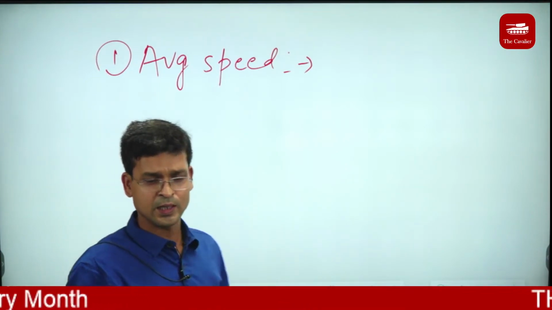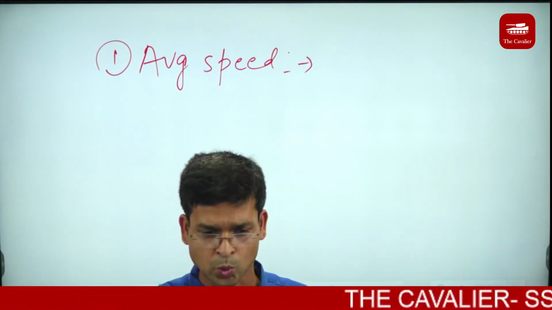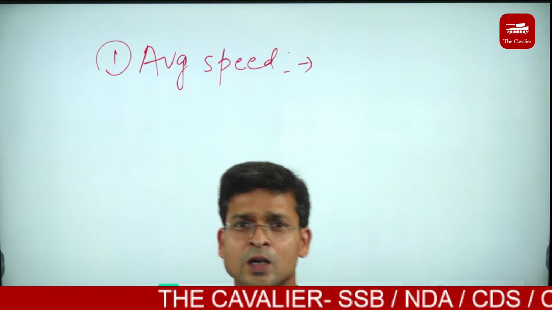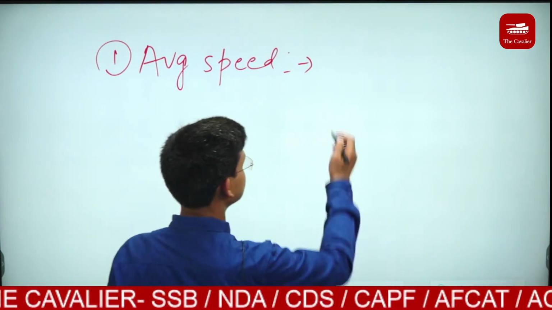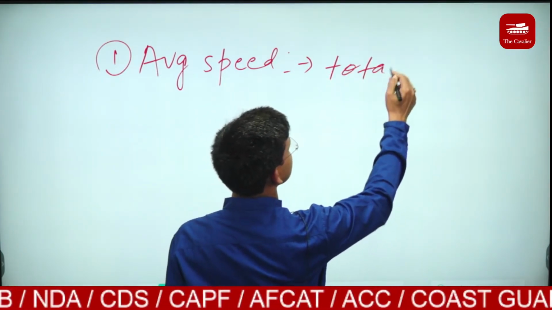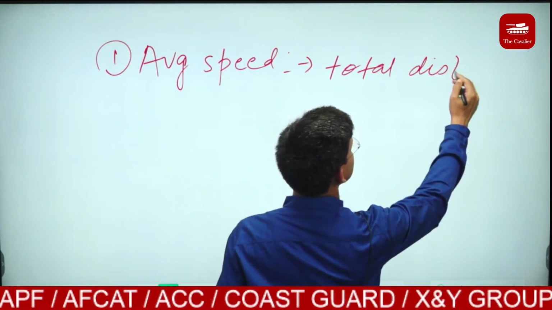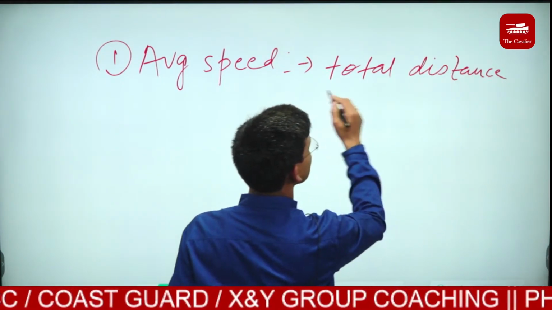Average speed, it is the ratio of the total distance traveled to total time taken. That means total distance upon total time.